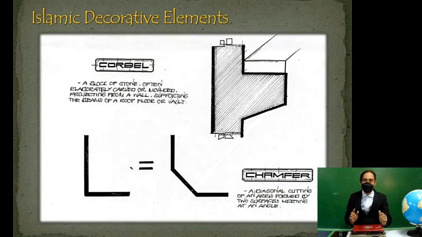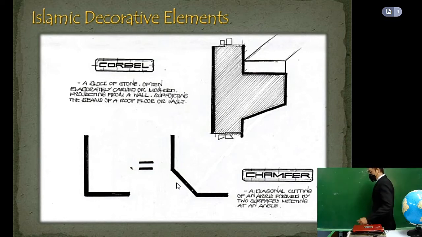The corbel, a block of stone often elaborately carved or molded, projecting from a wall, supporting the beams of a roof or floor or vault. So this is the design of the corbel. It projects from a wall to support the beam of the roof. Chamfer, a diagonal cutting of an arris formed by two surfaces meeting at an angle. This is an example of a chamfer. It's a diagonal cutting so that two forms can be joined together by a chamfer.